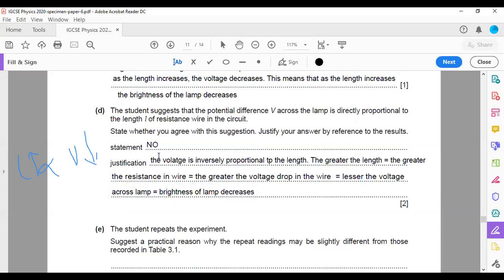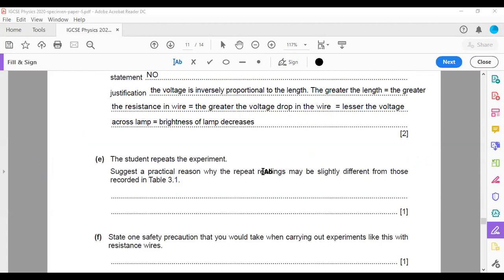Good. The voltage is inversely proportional to the length, which means that the greater the length, the greater the resistance in the wire, the greater the voltage drop in the wire, the lesser the voltage across the lamp, and the brightness of the lamp decreases. Now, all of those is in layman terms. I just put equal sign to show you what's going to happen next. Good. So everybody okay with that so far? Nice. We're moving on.